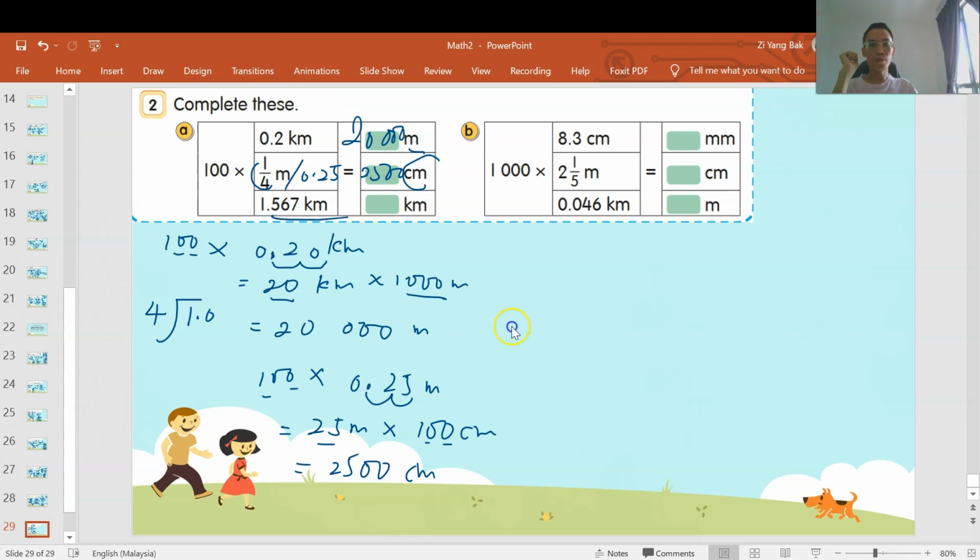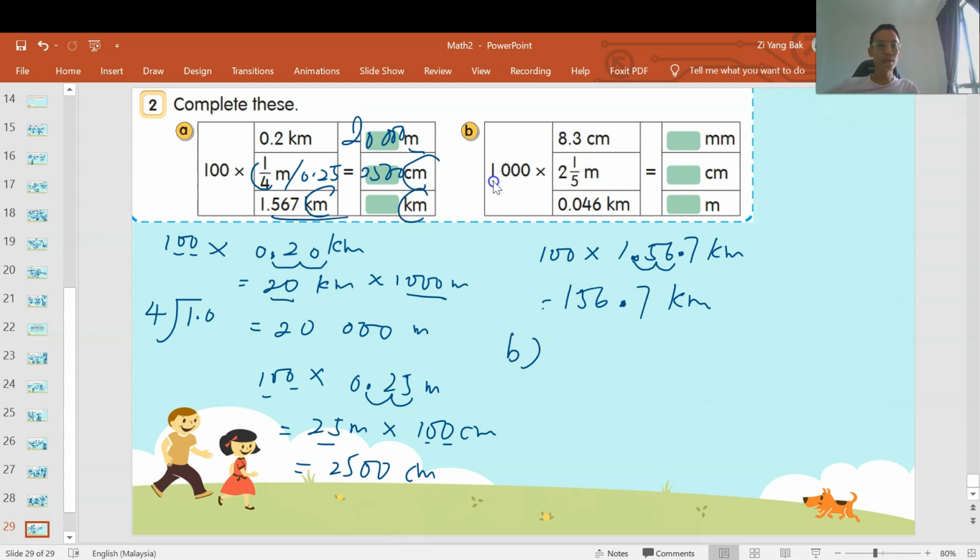The third one, 100 times 1.567 kilometers. So just move decimal point 2 times to the right because 2 zeros. So it's 156.7 km. This one no need to change the unit because it's the same unit.